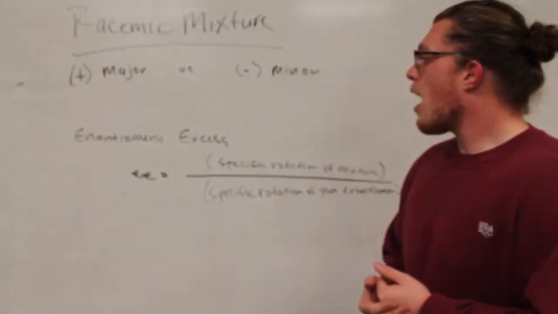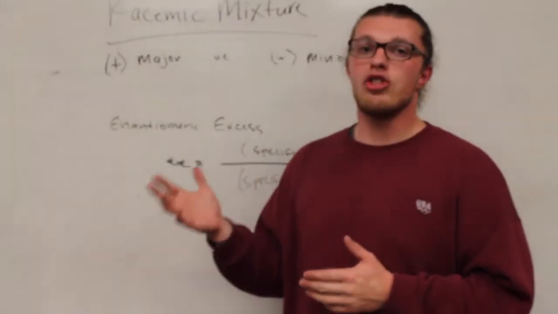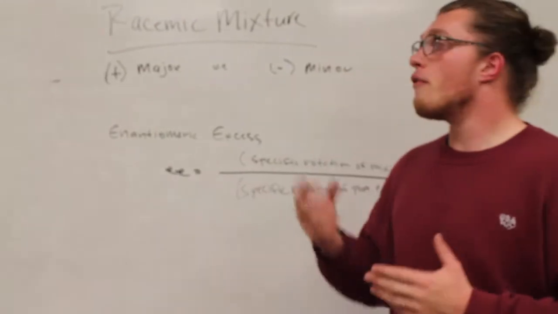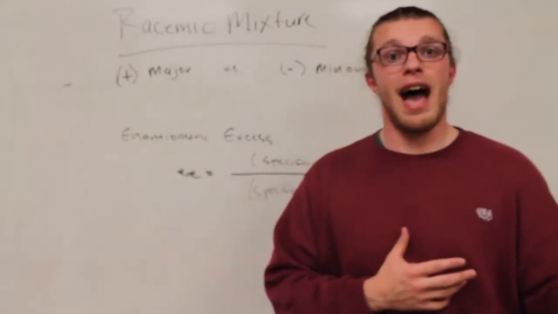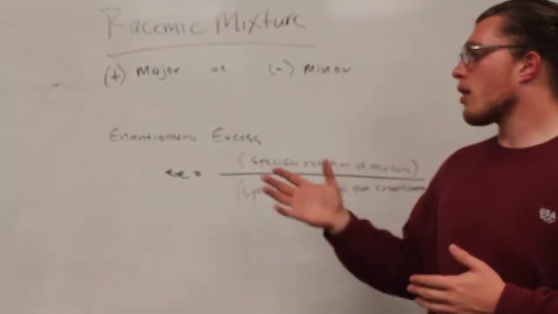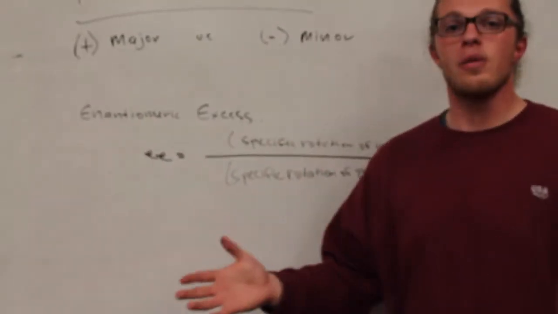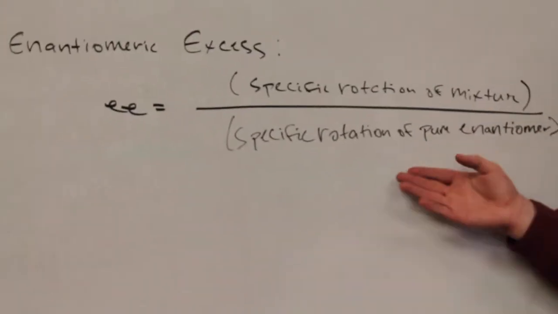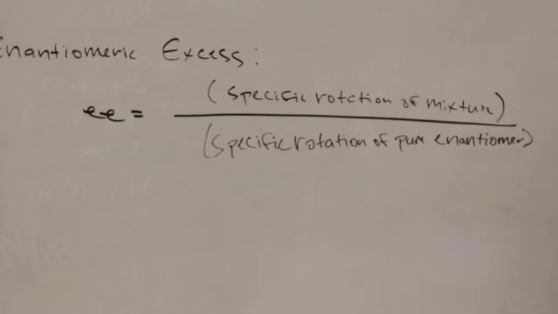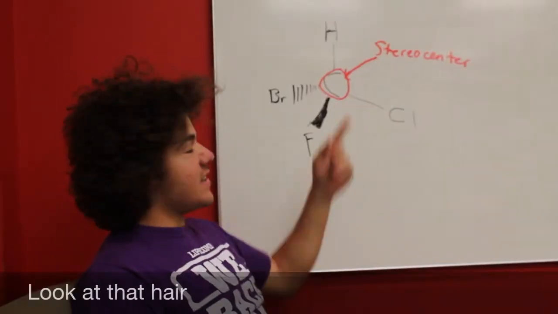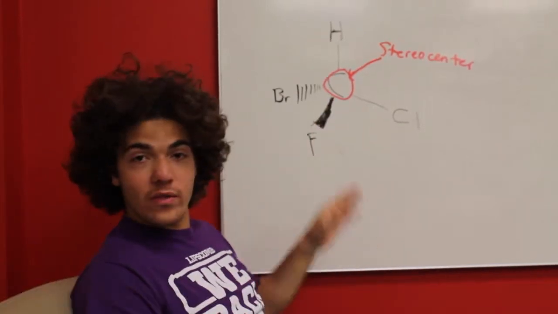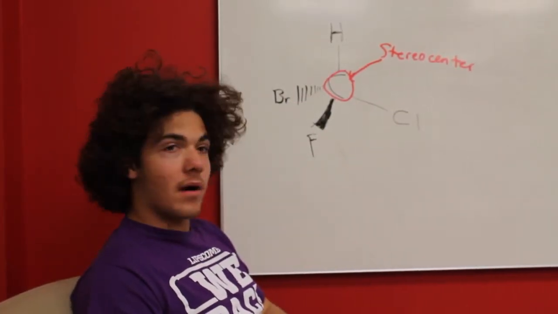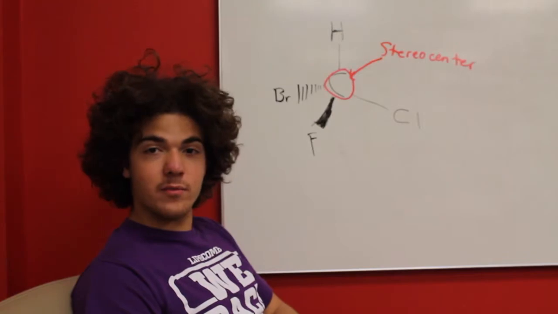So in the instance when we don't have a pure racemic mixture of equal parts, in order to determine how optically active that mixture is, we're going to find the enantiomeric excess. It's super easy to find. You just take the specific rotation of that mixture and you divide it by the specific rotation of the pure enantiomer. As you can see here, guys, this is a stereocenter. And that stereocenter is a central carbon with 4 different substituents, all bonded equal distances apart from each other.